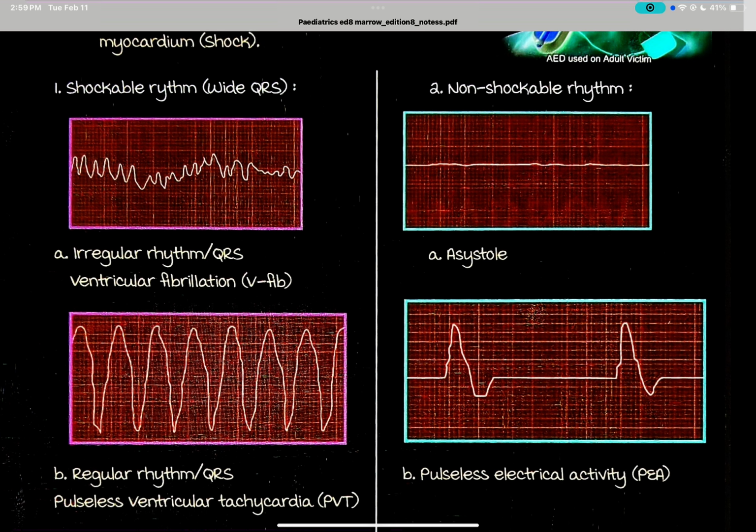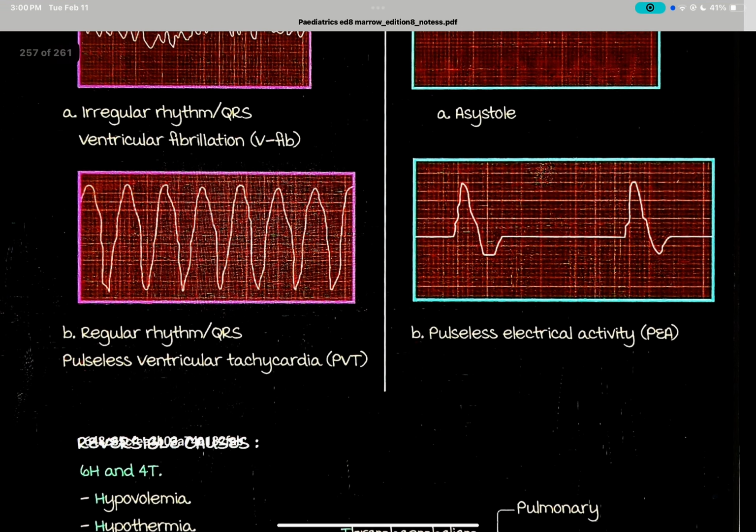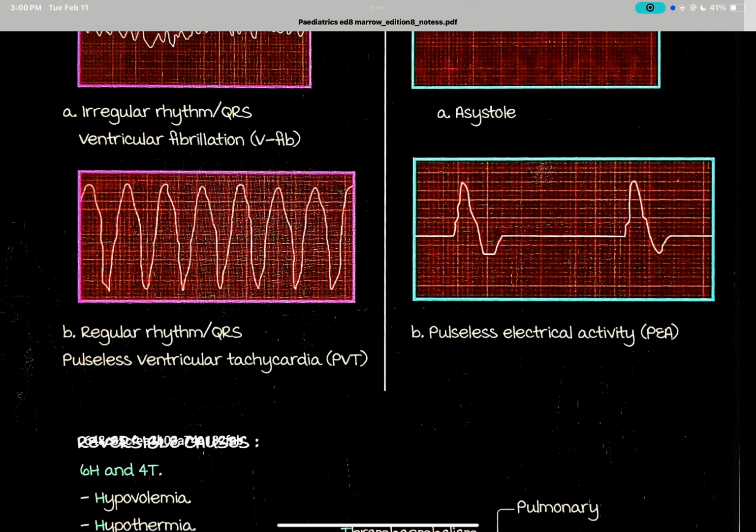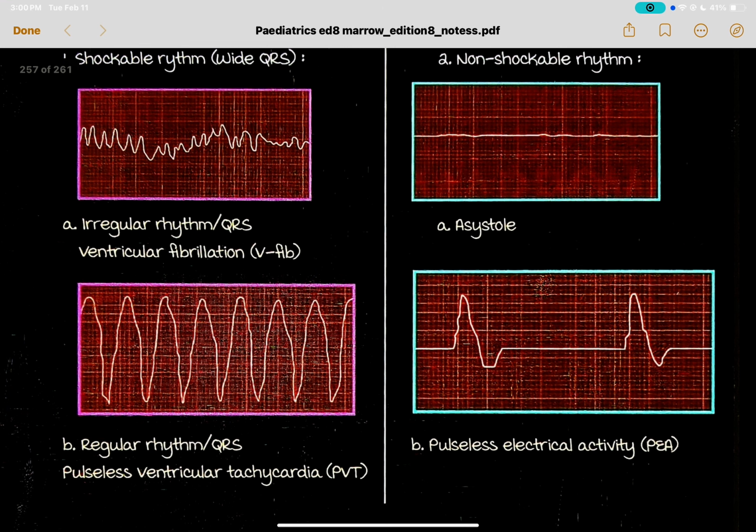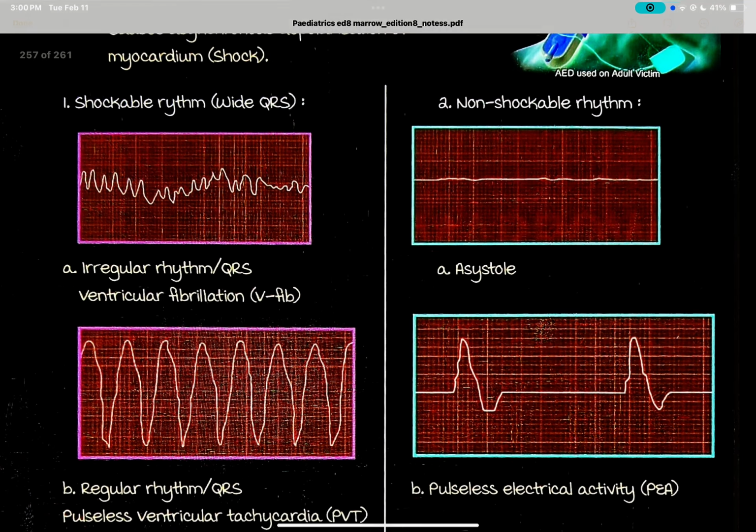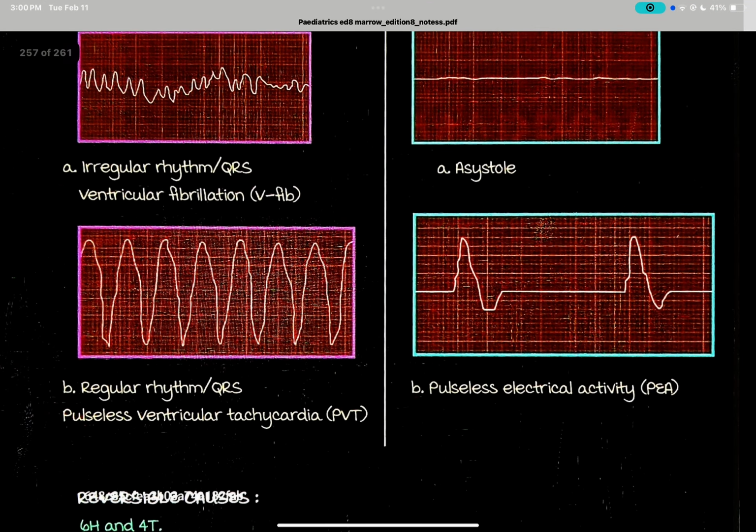What are the shockable rhythms? Wide QRS complex: irregular rhythm is ventricular fibrillation, VFib; regular rhythm is pulseless ventricular tachycardia. So VFib and VTach are shockable. Then non-shockable rhythms: asystole and pulseless electrical activity.